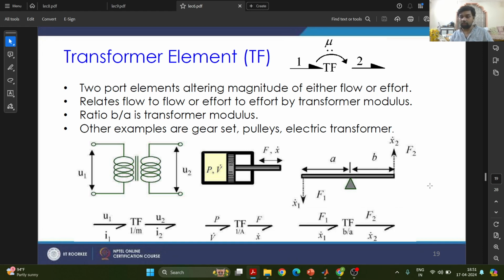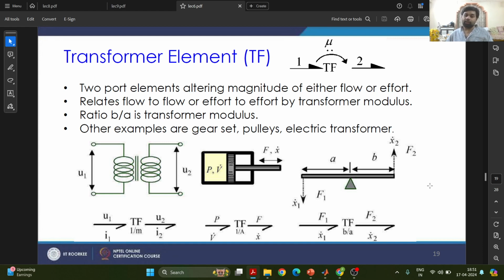But when we are taking this modulus, why should it be b by a? Is there anything like why it can't be a by b? So I think that is dependent on the direction of causality that we assign.